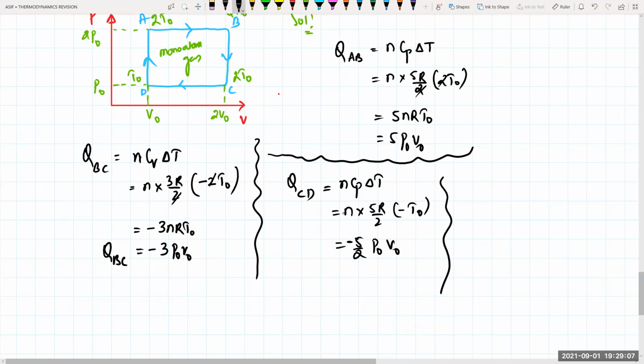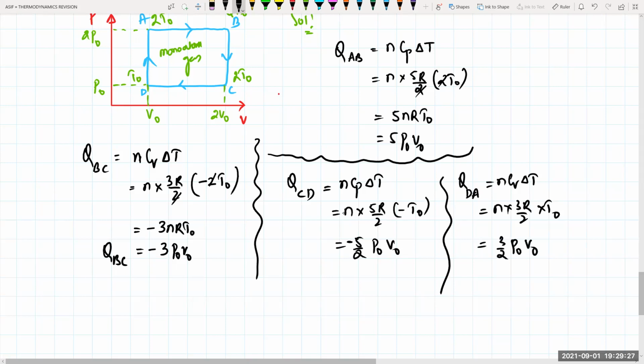In the same way, let me write the energy from D to A. Can you tell me, in D to A, what is remaining constant? Volume. So it means n into Cv into delta T. Number of moles is n, Cv is 3R by 2, and the temperature change is 2T naught minus T naught. So that becomes 3 by 2 times P naught into V naught.